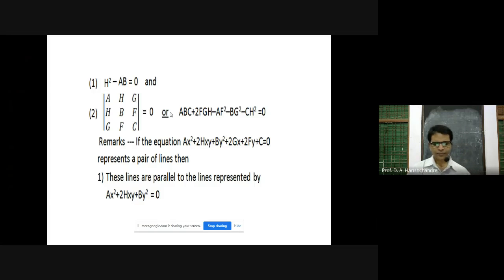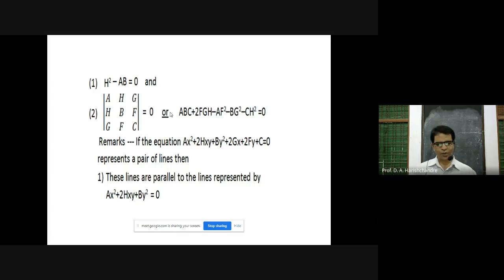Next remark. If the equation ax square plus 2hxy plus by square plus 2gx plus 2fy plus c is equal to 0 represents a pair of lines, then number 1, these lines are parallel. Okay, under the condition that the general second degree equation becomes the joint equation of a pair of lines, the question arises, under what condition will those two lines be parallel?